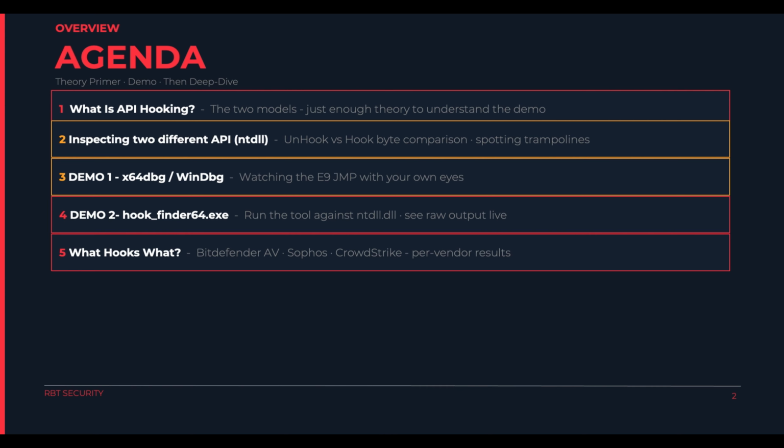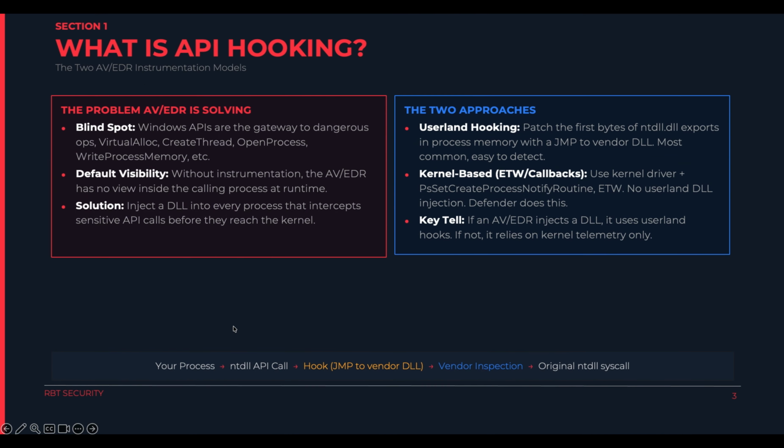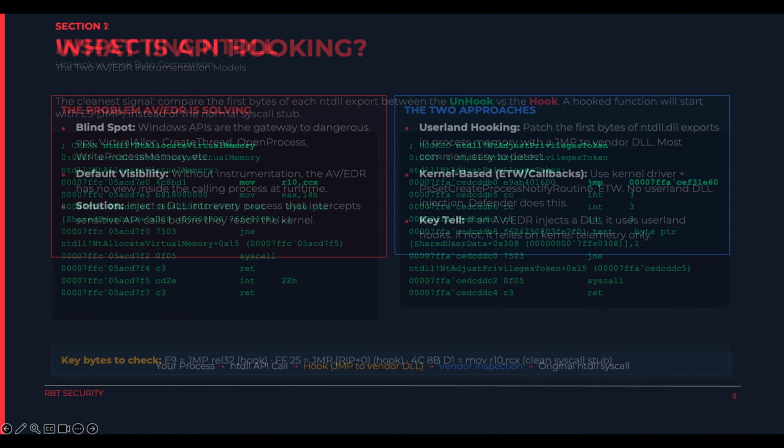Alright, let's go into it. Let's start with the definition and an explanation. What is API hooking? API hooking is a technique where a piece of software intercepts calls to Windows API functions by patching the function's first bytes in memory with a jump instruction, redirecting execution to a custom routine before the original function is ever reached. All of this we are going to see very soon in the actual demos.